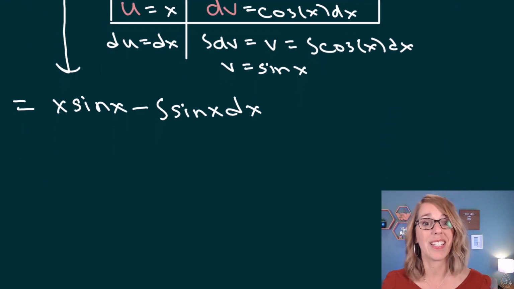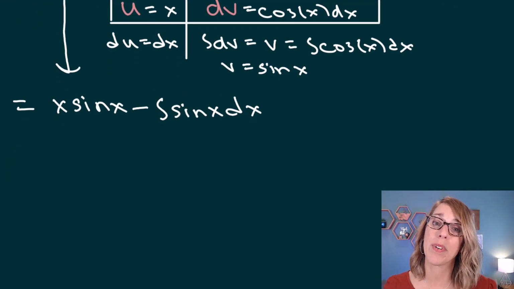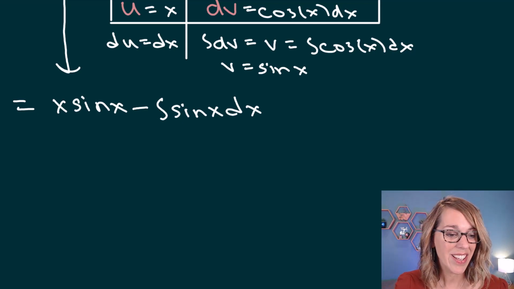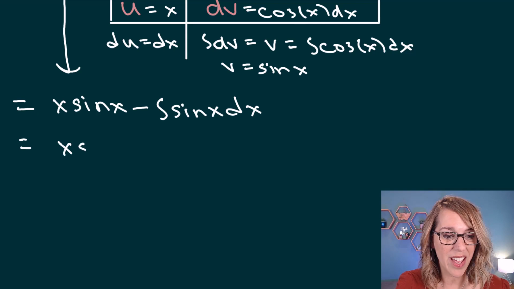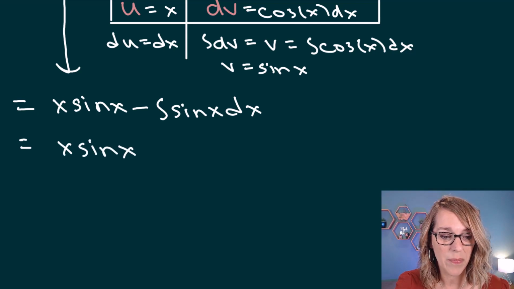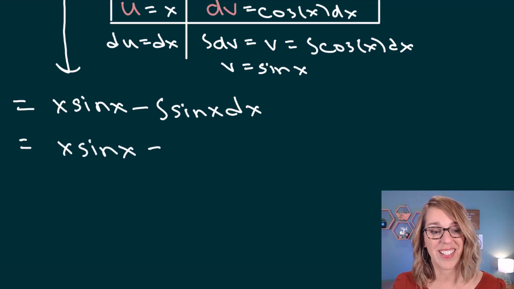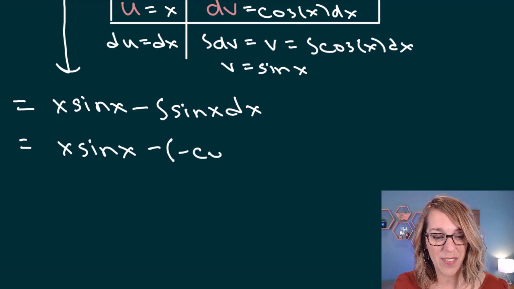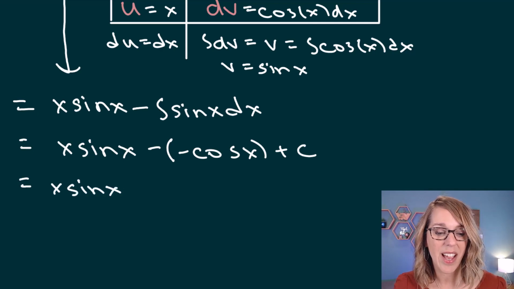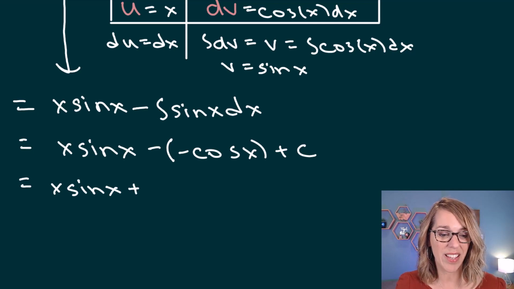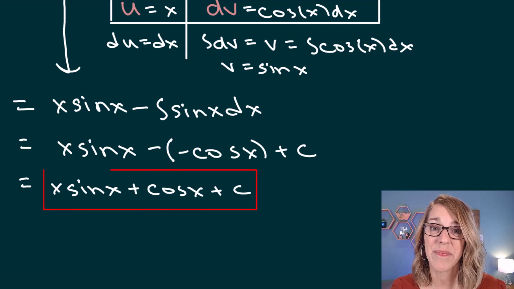There is a plus c floating around here. I'm just going to remember to write that in the end. So as I continue to finish this guy off, I can bring down the x sine x. That one is done. The integral of sine is negative cosine, so I get a negative cosine of x. I'll put that plus c in because I'm done integrating, and I end up with x sine x. I'm subtracting that negative, so I get plus cosine of x plus a c.